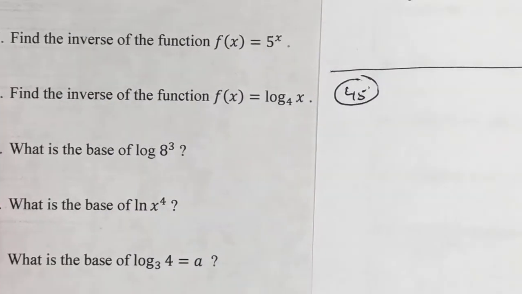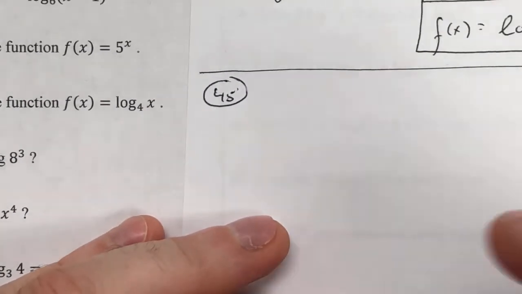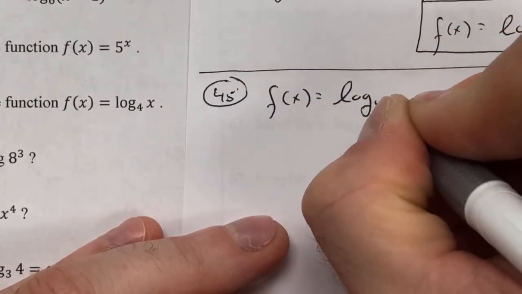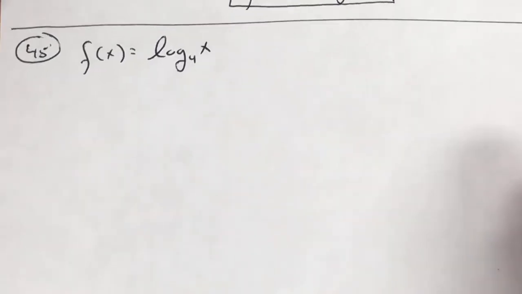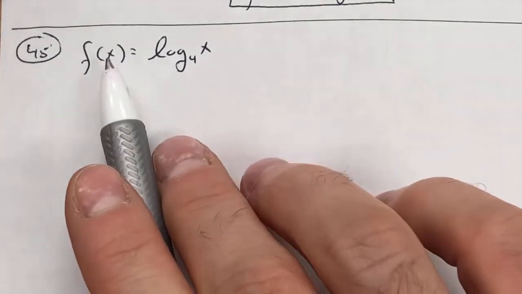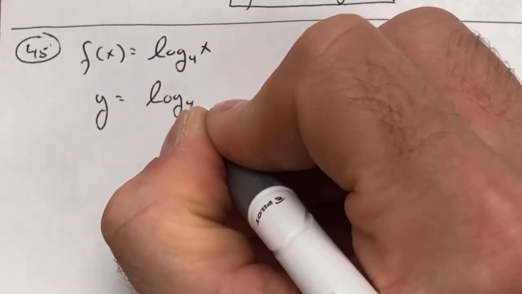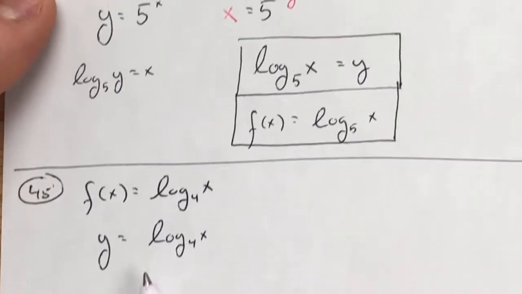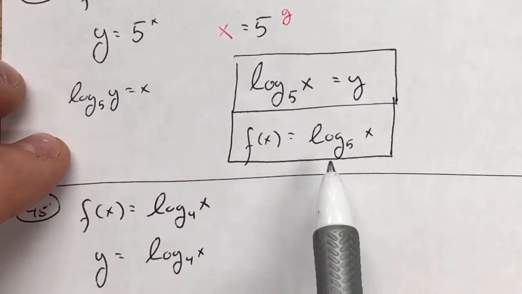So 45 says find the inverse function of log base 4 of x. So we're looking at it from the other perspective. If f of x is log base 4 of x, let's take a quick look at how I would rewrite that. First off, instead of f of x, I'm going to write this as y equals log base 4 of x. Now, I can go through with our previous example and just solve for the other variable and then rewrite it in its new form.